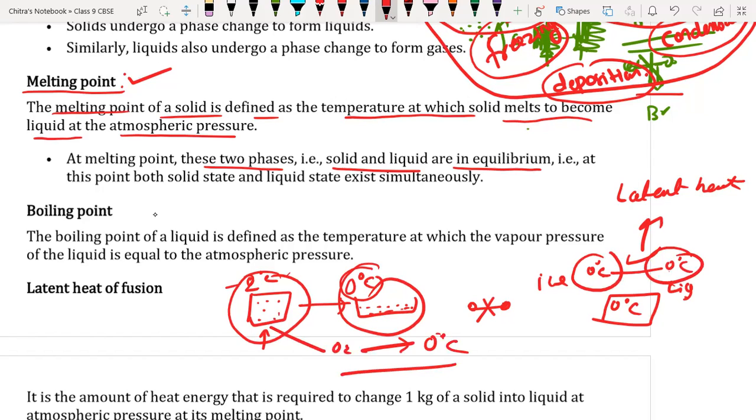After the entire ice converts into water, the temperature will then change. The temperature will rise. So this is all about the melting point.